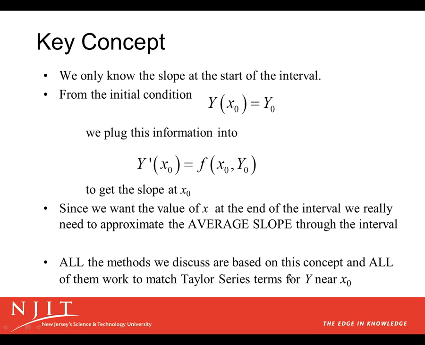All the methods that we discussed are based on this concept, that you want to have an average slope, and all of them work to match Taylor series terms for the function y near the initial point x naught, right? If we have many terms of a Taylor series for a function, then we can get a good approximation for the function in some region around the point where the Taylor series is centered. So we're going to use concepts from Taylor series quite a bit here.